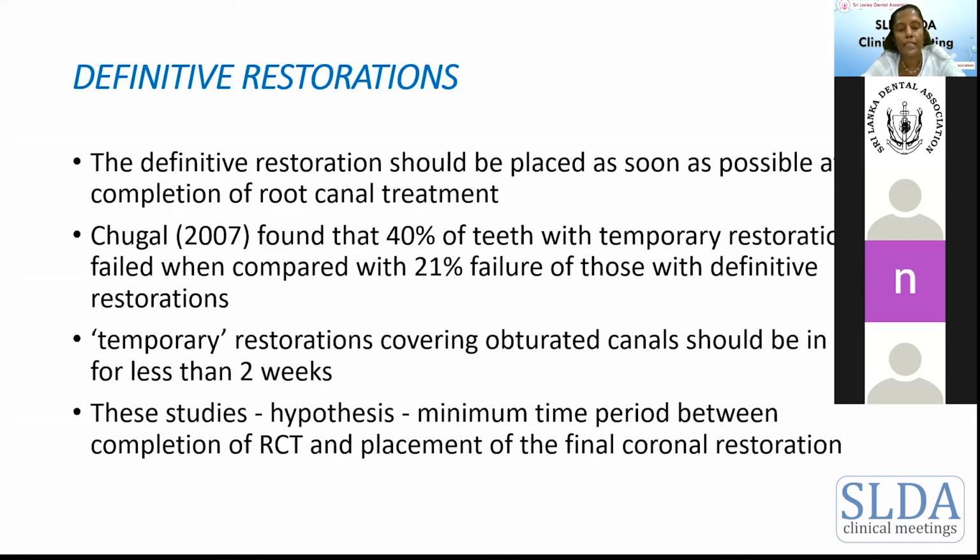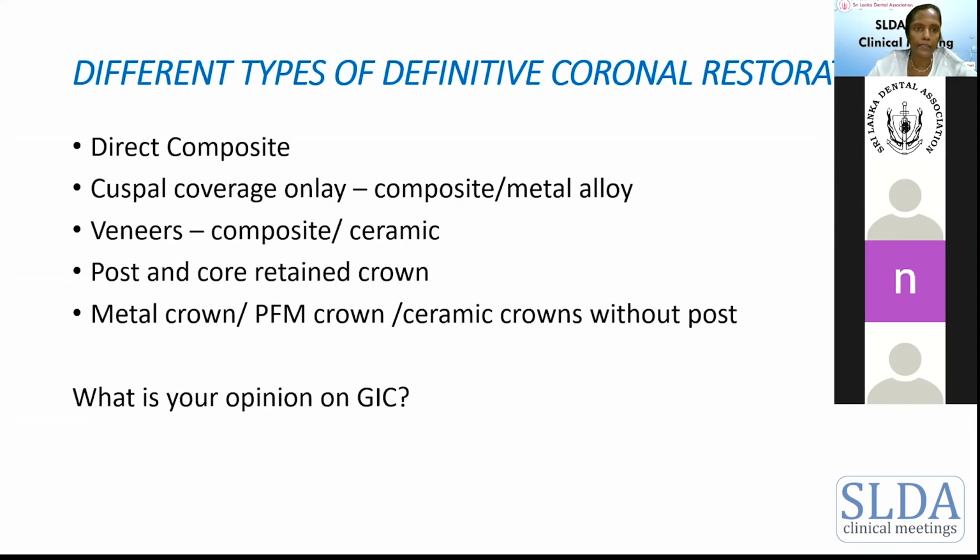I have seen that some practitioners think that we have to delay this coronal restoration, the definitive restoration placement, for a certain time period. It is not like that. If you have done a good endodontic treatment, then you can place your definitive restoration as soon as possible without any delay. Most of these studies have hypothesized that a minimum time period between completion of root canal treatment and placement of the final coronal restoration is mandatory to gain the ultimate endodontic success.